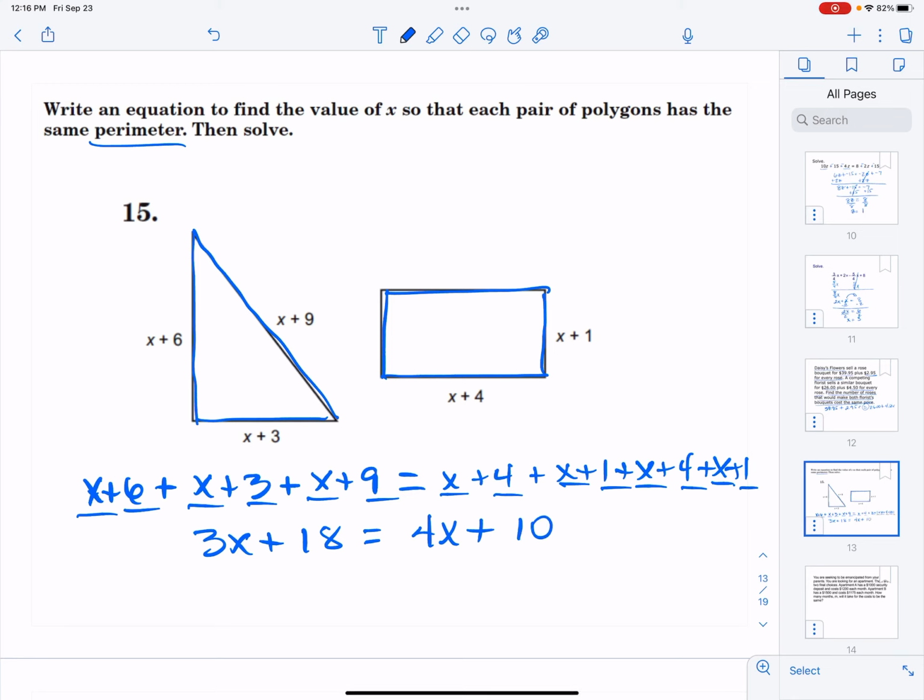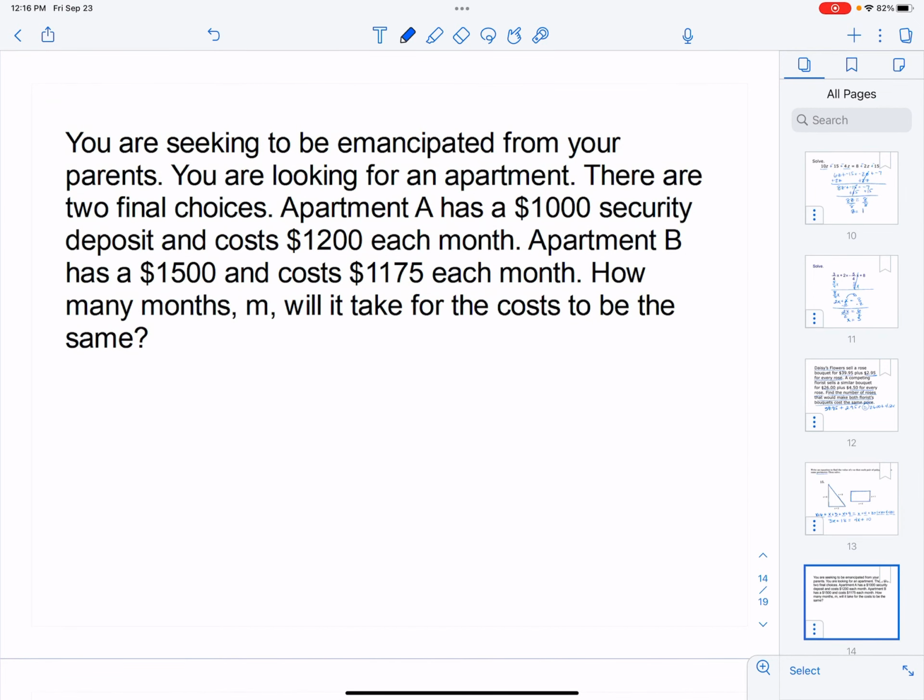So now that I've simplified that down, I have just a regular equation with variables on both sides. And when you solve that, you will find the value of x. Now, with that value of x, we then can find the value of each side of each polygon. Okay, so that's all we're doing really when we're doing these. Okay, so let's look at one more word problem, and then we'll call this one a day.